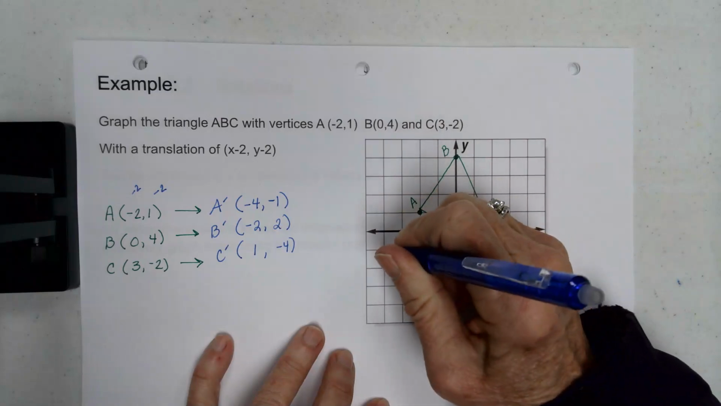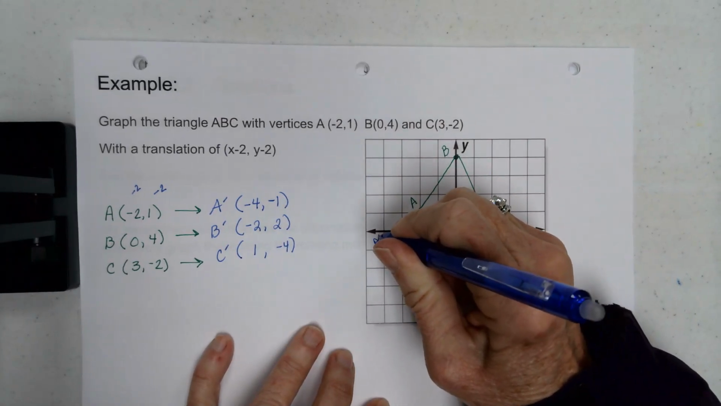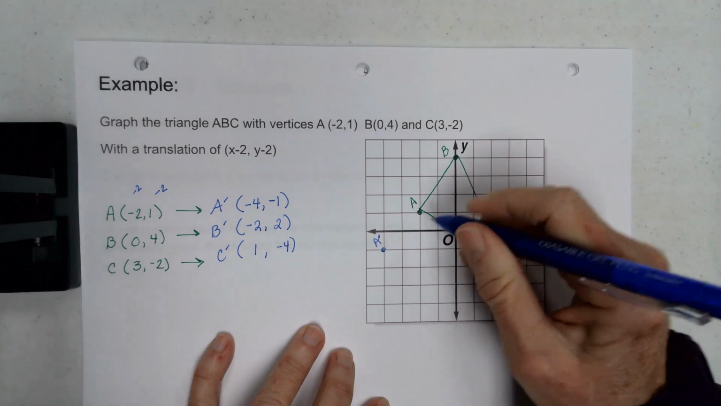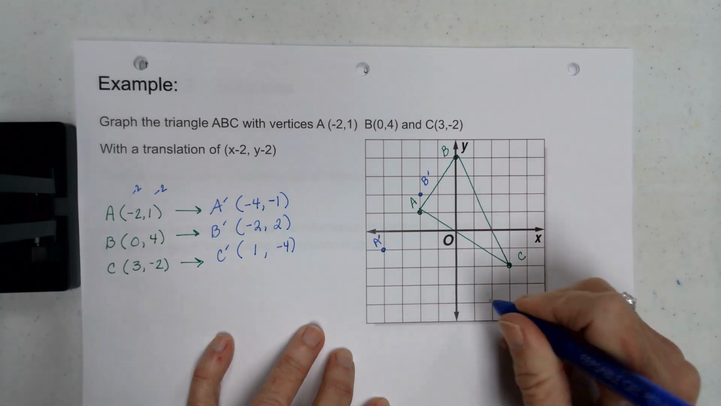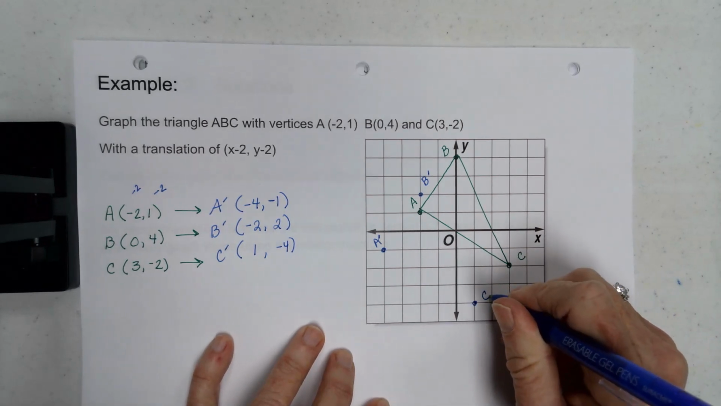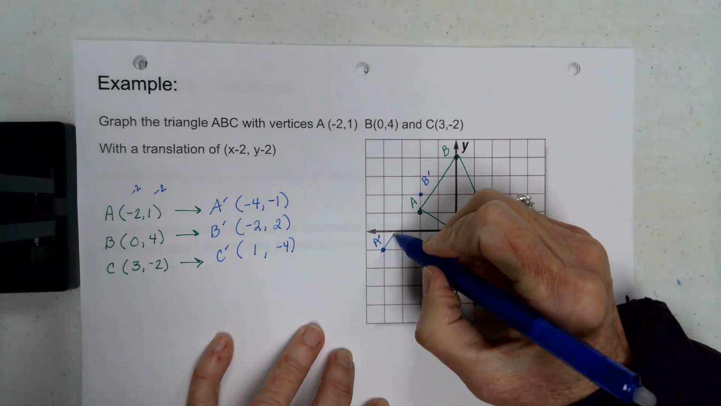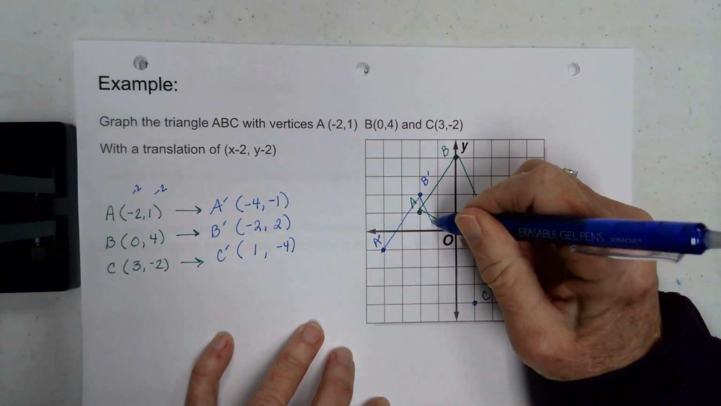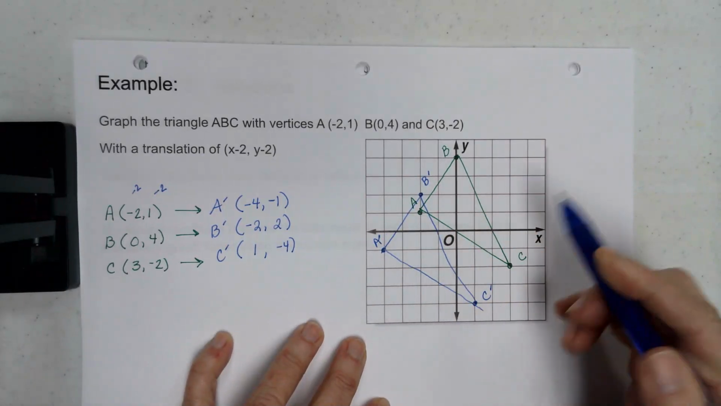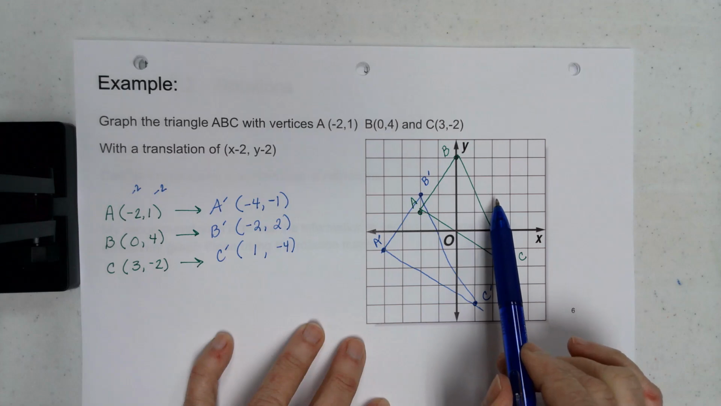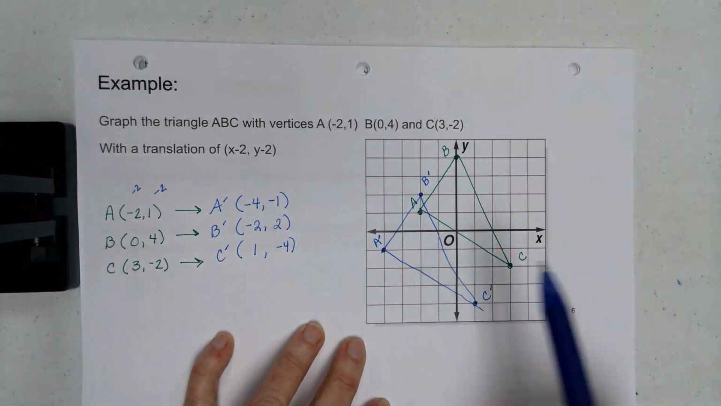I have negative 4, negative 1, which is your A prime. I have negative 2, positive 2, which is your B prime. I have 1, negative 4, which is my C prime. So you can see what we've done is we've taken the green shape and we've moved it 2 left and 2 down.